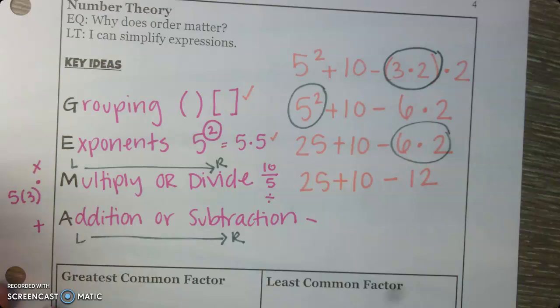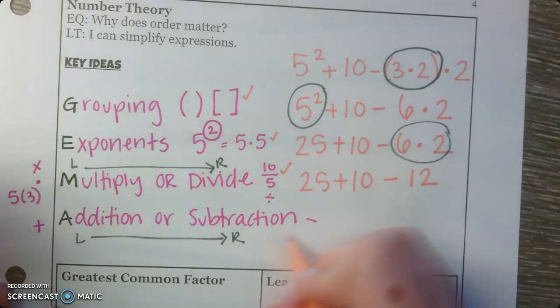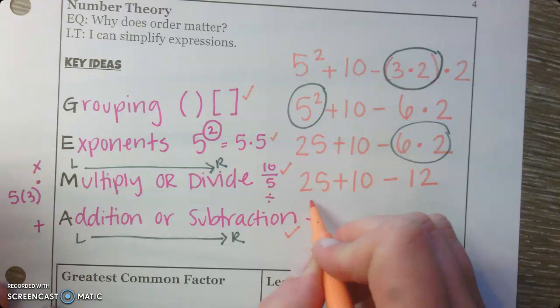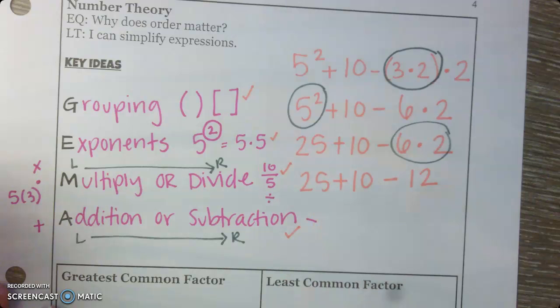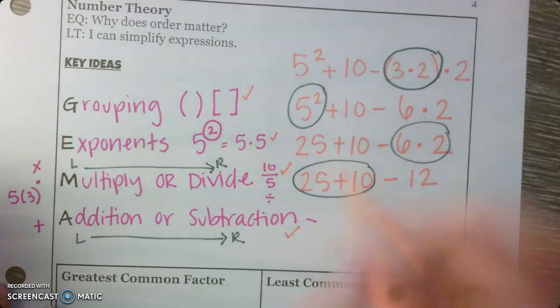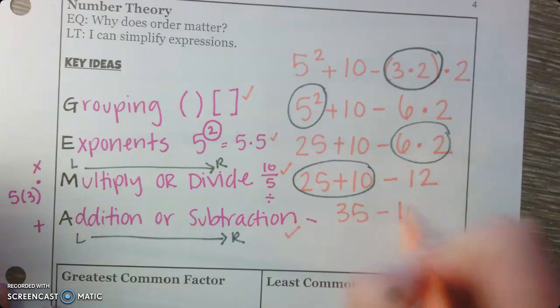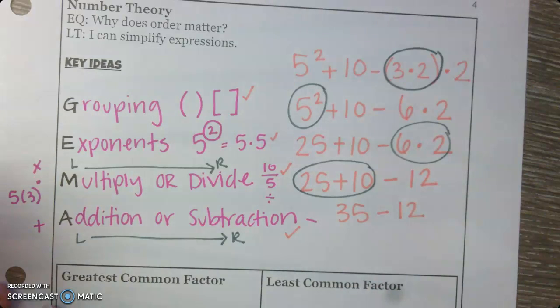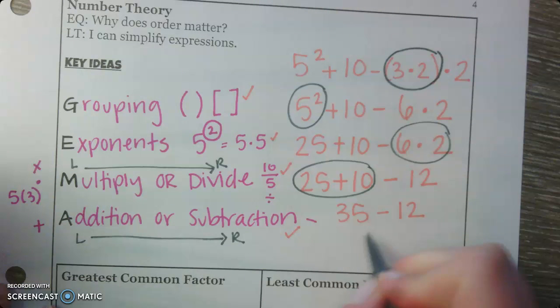All right, now I'm down to that. I did my multiplication and division. I have addition and subtraction. Because that's all I have left, I just work left to right. So I'm going to do 25 plus 10 first. That is 35. And I have 35 minus 12. 35 minus 12 is 23.